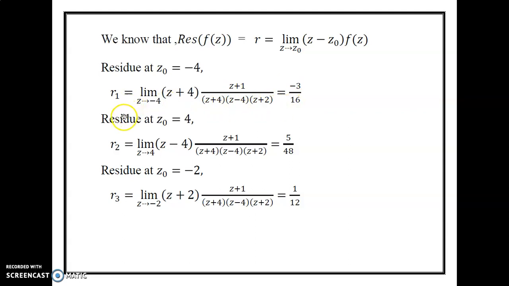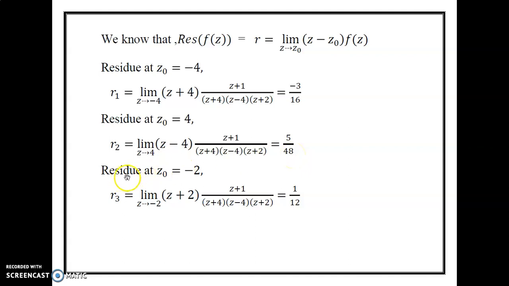Again, the residue at z0 equal to 4. R2 is equal to, substituting z0 equal to 4, the limit as z tends to 4 of (z minus 4) into the given function f of z. Z minus 4 cancels. Substituting z equal to 4, we get the final value 5 divided by 48.